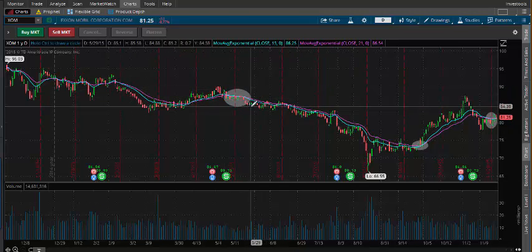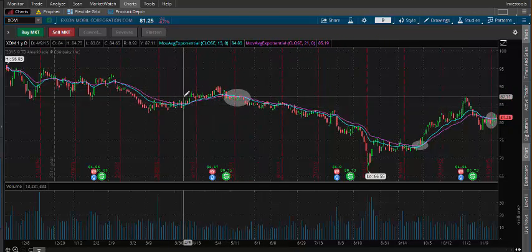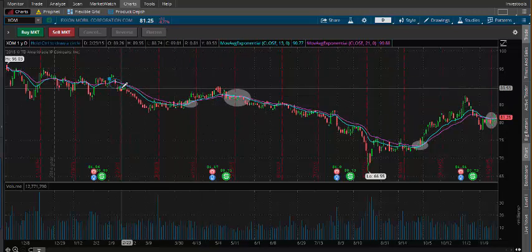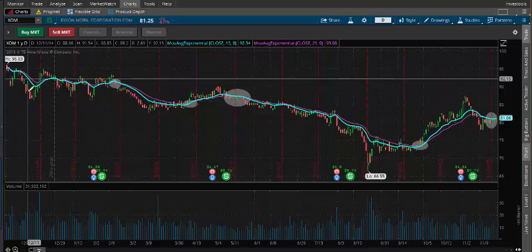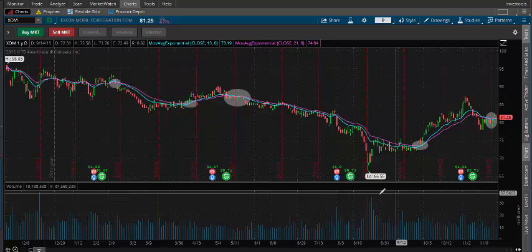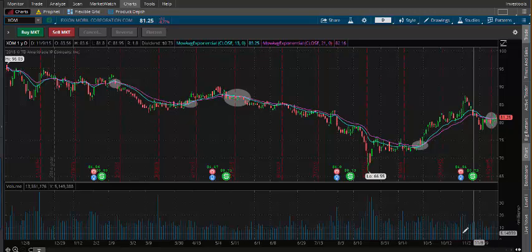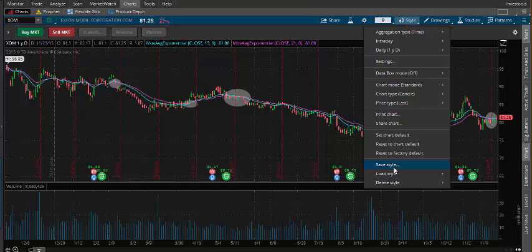A crossover is when one line crosses the other. Crossover here to the upside, then the downside, downside here. You can kind of see them. Now that's one way to do it. And the other system, we're going to save this style.